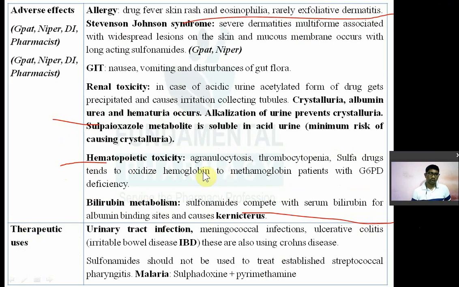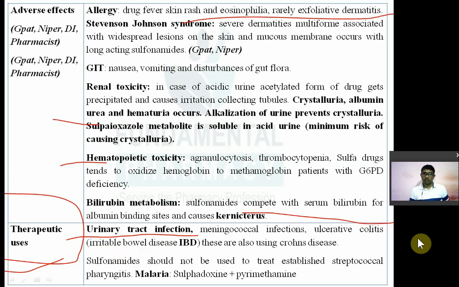Now, what are the therapeutic uses of this drug? It is used to treat urinary tract infection, UTI. When you urinate, you have an intense burning sensation, that is due to urinary tract infection, known as UTI. So earlier they used it in UTI. Nowadays it is not used. Fluoroquinolone antibiotics have almost replaced these sulfa drugs.